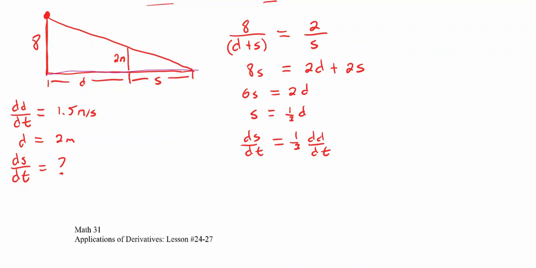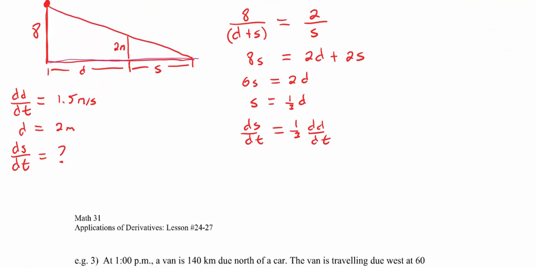We never even ended up with a distance, did we? It looks like it doesn't actually matter, it doesn't depend on that, which means that would be a constant rate at that point. I've got to think about that one above now. But anyway, dS/dt is equal to 1/3 times 1.5. So dS/dt is equal to 1/2 meters per second.